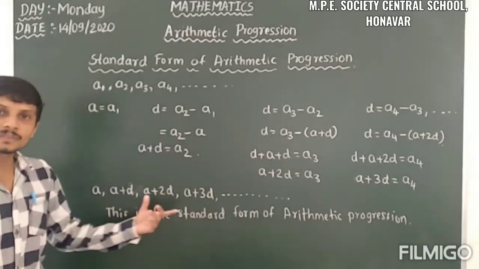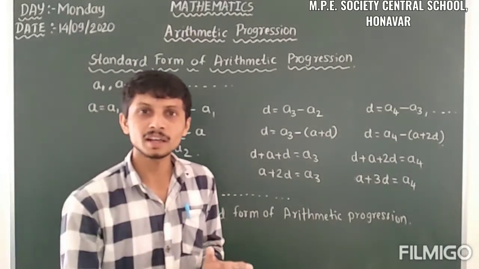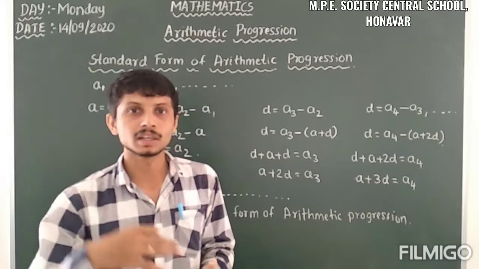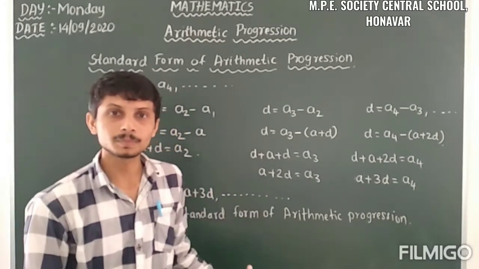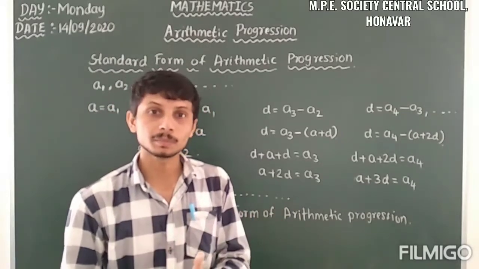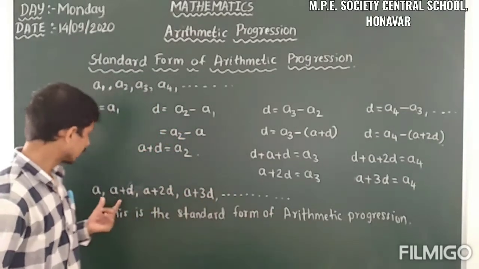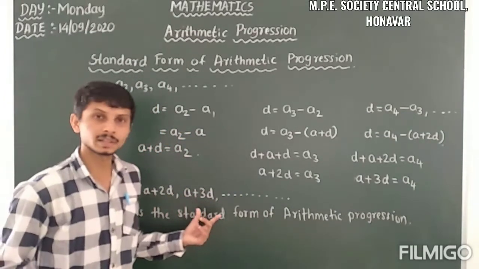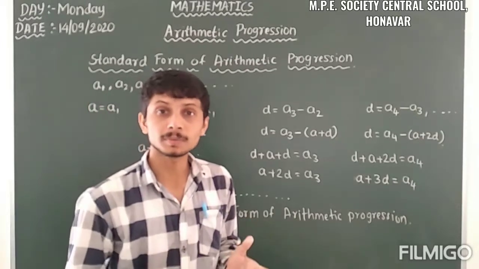So this is the standard form of arithmetic progression. With the help of that we can identify any term, so with the help of this we can identify the nth term of an arithmetic progression. Here in this arithmetic progression we have a plus d, a plus 2d, a plus 3d. I want the 50th term. What happens?